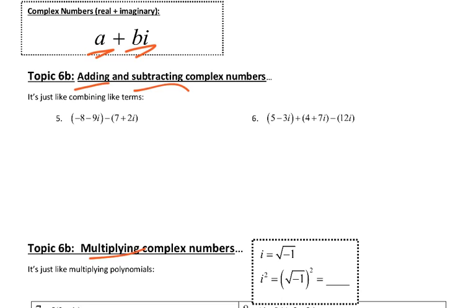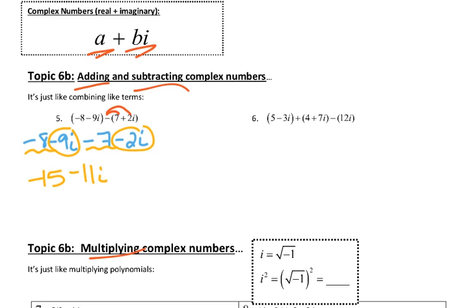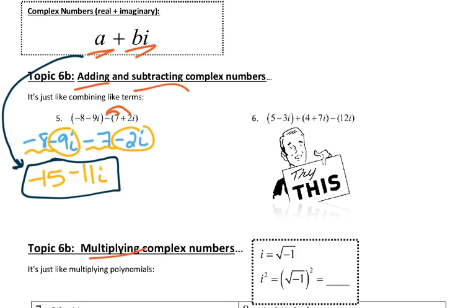So for problem number 5, we're going to treat it just like we would with polynomials, where we would distribute that negative inside. So we'll get a negative 8 minus 9i minus 7 minus 2i. And then I combine my like terms. So my negative 8 and negative 7 make a negative 15. My negative 9i minus 2i is minus 11i. We always write it where the real number is first. So that nice normal negative number comes first. That's our answer.